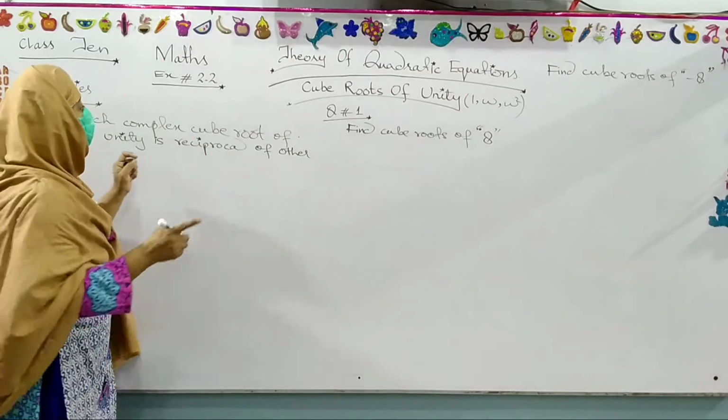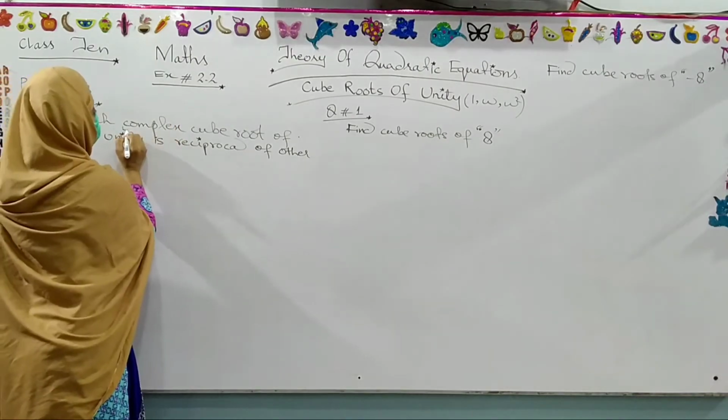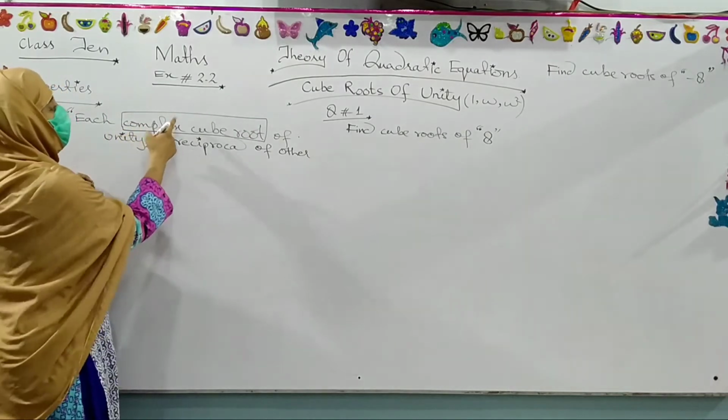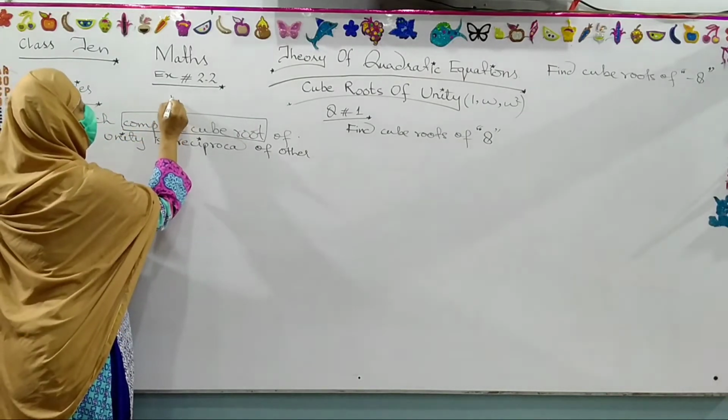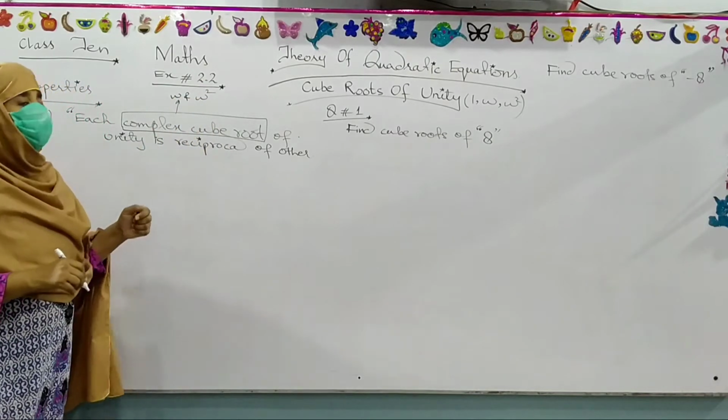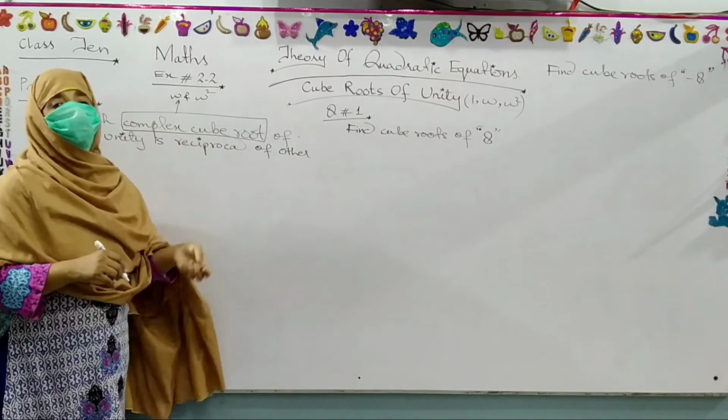You have seen what is the word? It is complex cube root of unity. And what are complex cube roots of unity? These are omega and omega square. It means we will talk about omega and omega square.